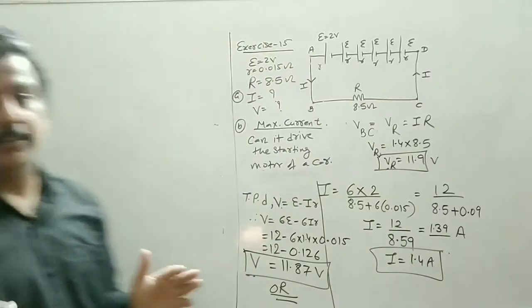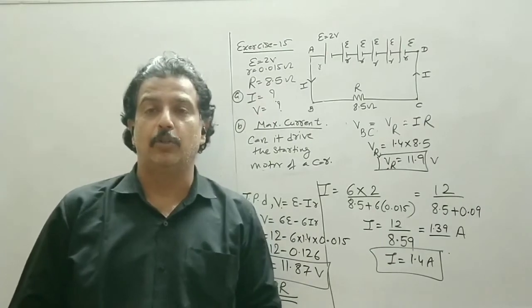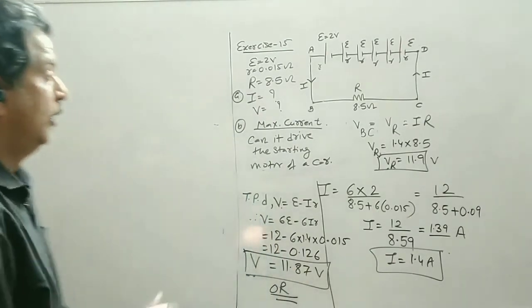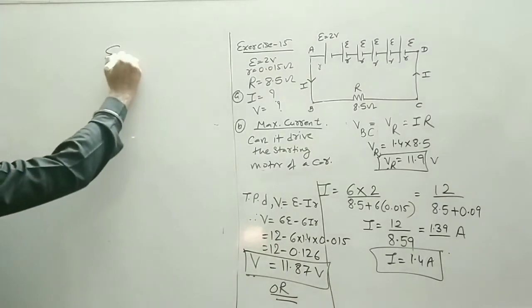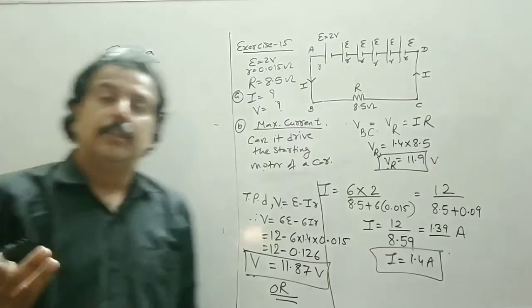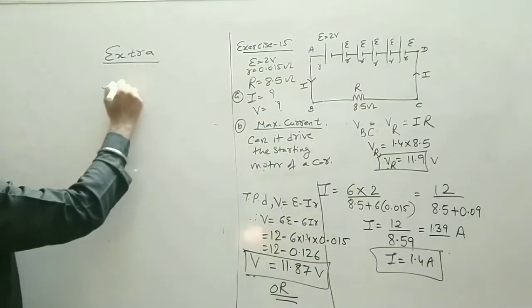Now we have done the series and the parallel combination of the cells. Suppose we have a mixed combination like this. So we have done series connection of the cells and a parallel connection. Now let us consider a circuit like this.